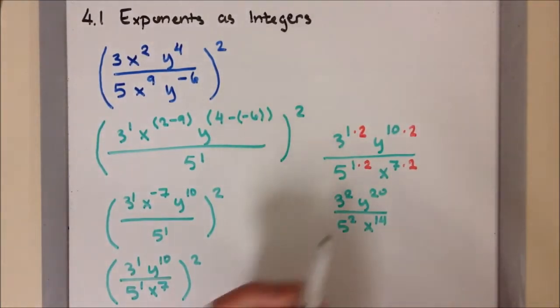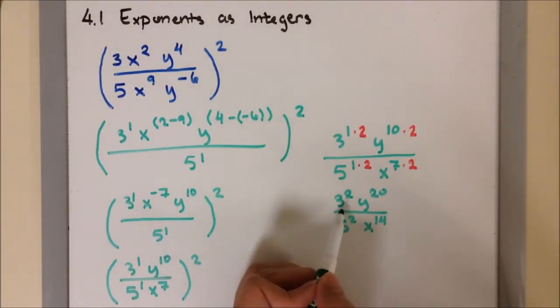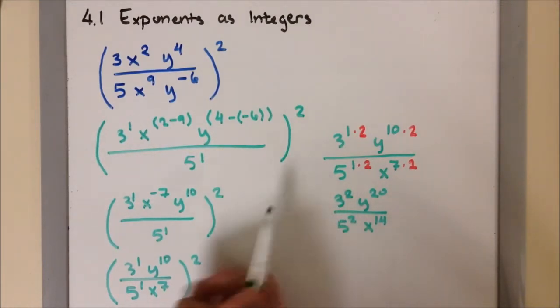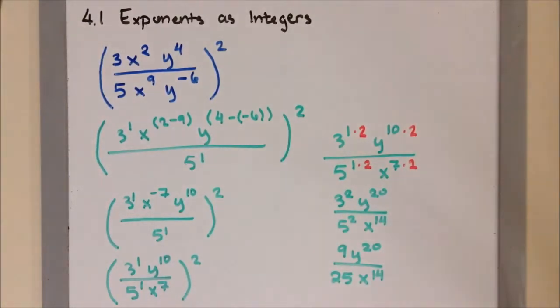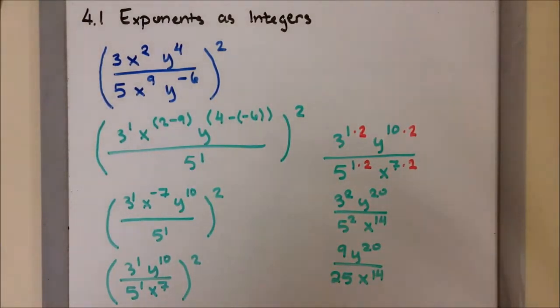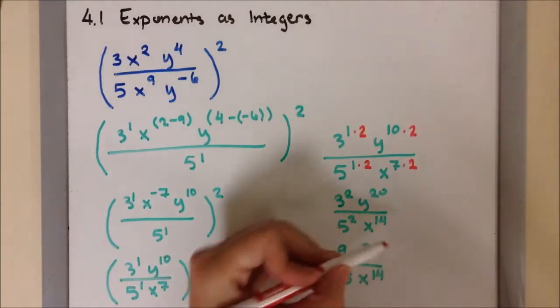Now you can still simplify the numbers. I'm not going to write it out because it's a square. Since it's positive 3 squared, that means 3 times 3, it would be 9. Y to the 20th power over 5 squared, meaning 5 times 5, so that's 25. X to the 14th power. So that's going to be my final answer because I ended with positive exponents.